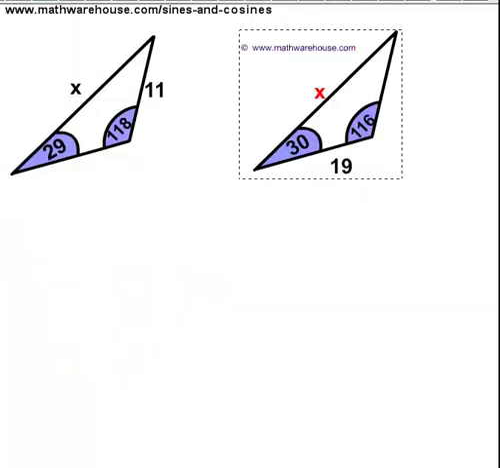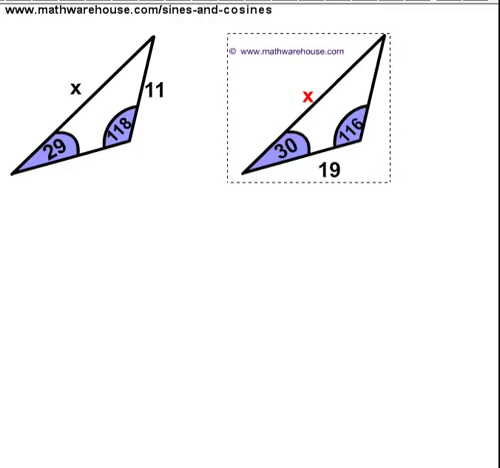Alright, so for the rest of this tutorial, we're going to look at triangles that ask you to find a side or an angle. And we're not even going to actually answer the question. We're not going to actually find the value of the side or angle. We're just going to set it up, and we're going to practice the process of determining which formula to use.